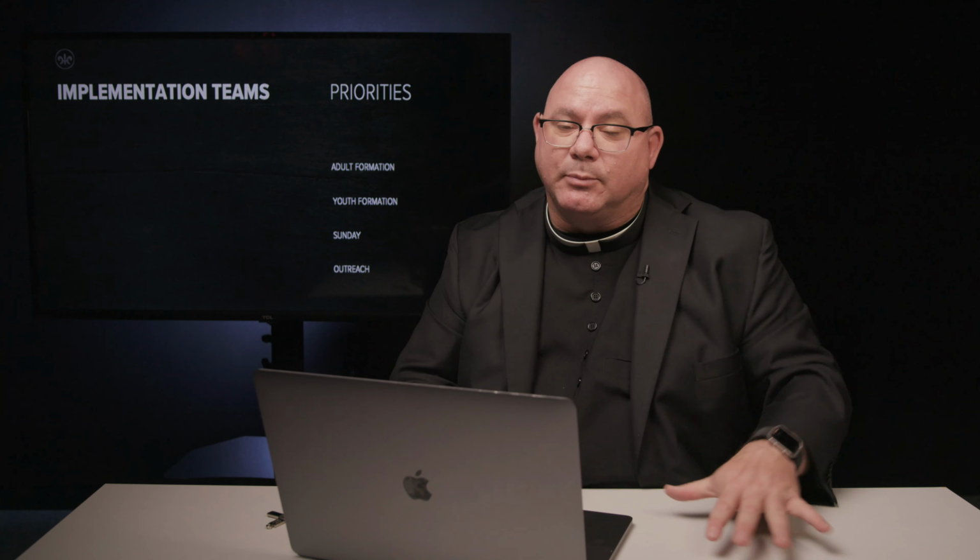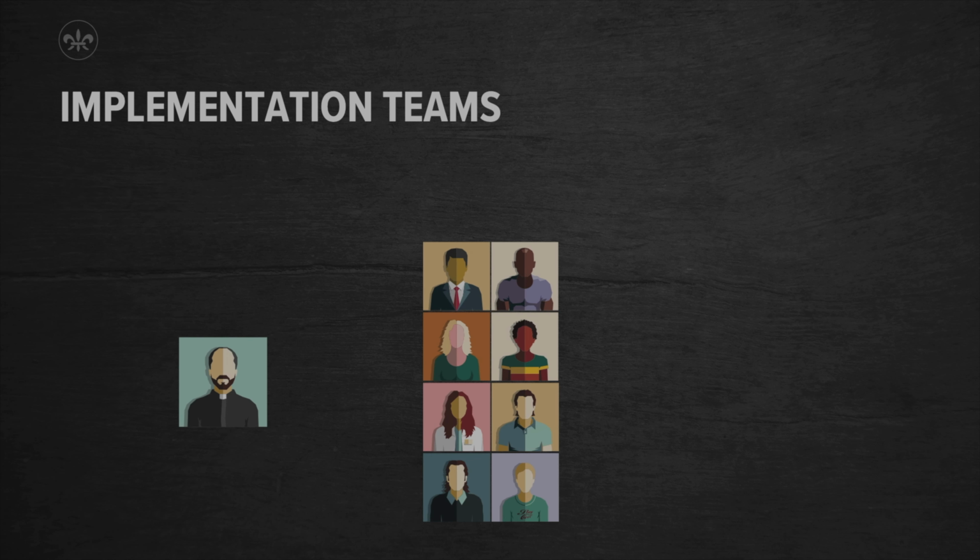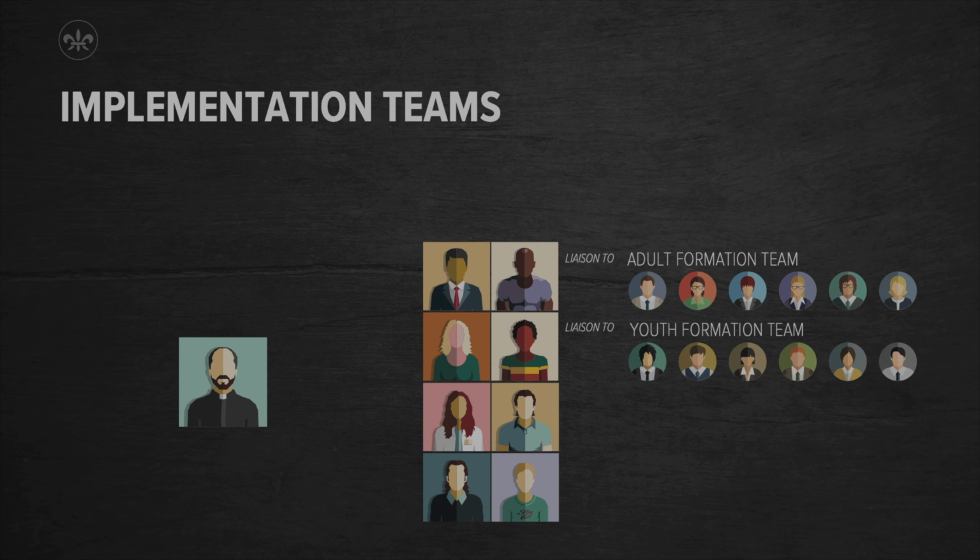So in this example, this parish has 4 priorities, and there are 2 people on the implementation team assigned to each priority. 4 priorities equals 8 people, right? So there are 8 people on the implementation team working with the pastor. 2 of them are going to be assigned to adult formation, which means they're probably going to be working with the adult formation team. In this example, 2 would be assigned to the youth formation priority, which means they probably would be walking side by side with the youth formation team.